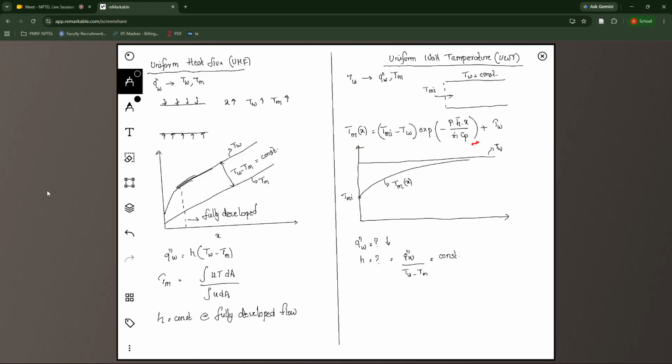The rate at which the inlet temperature becomes equal to the wall temperature is dependent on the average heat transfer coefficient, the perimeter of the surface where the fluid is in contact with the solid, the flow rate of the fluid, and the specific heat capacity of the fluid. And even in this case, the heat transfer coefficient is going to remain constant. Because the heat transfer coefficient is constant, the characteristic dimension is constant, and thermal conductivity is constant, the Nusselt number will also become a constant in fully developed cases.